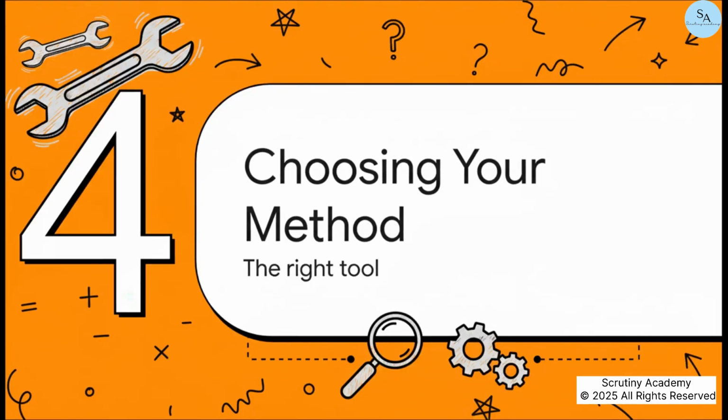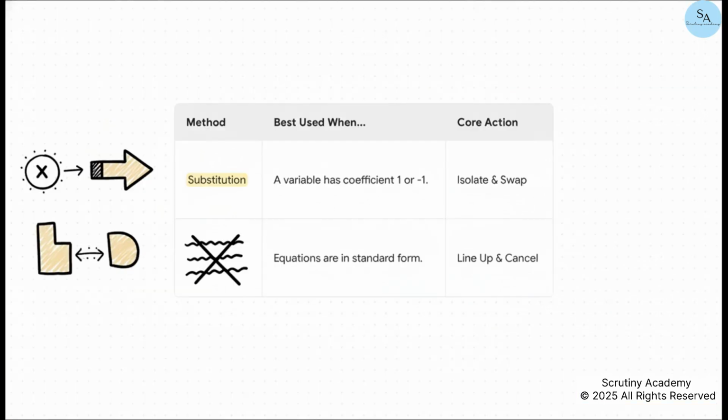You wouldn't use a hammer to drive in a screw, would you? Of course not. The same thing goes for math. Now that you have these two powerful tools in your toolkit, choosing the right one for the job is half the battle. It's all about being efficient. So how do you pick? It's actually pretty simple. You just ask yourself, which method is going to be faster? If you see a variable that's already by itself, or it just has a 1 in front of it, substitution is perfect for that quick swap. But if both equations are already neatly lined up in that standard form, elimination is your powerhouse. Just line them up and cancel them out.